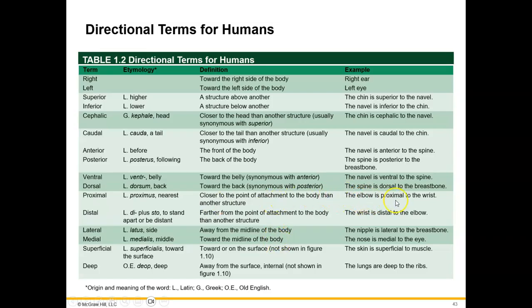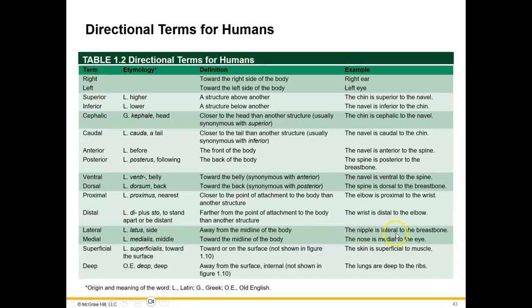Well, these are the examples I gave you, but the elbow is proximal to the wrist. That means the elbow is closer to the shoulder joint. That's our point of reference, the shoulder joint or the hip joint. The elbow is closer to the shoulder joint than the wrist is. The elbow is proximal to the wrist. The wrist is distal to the elbow. That means the wrist is farther from the shoulder joint than the elbow is.